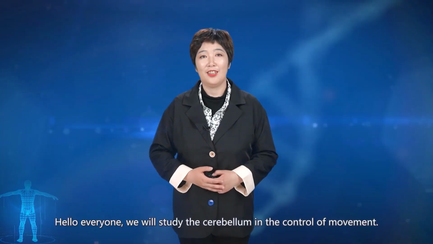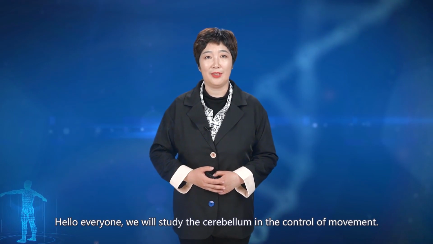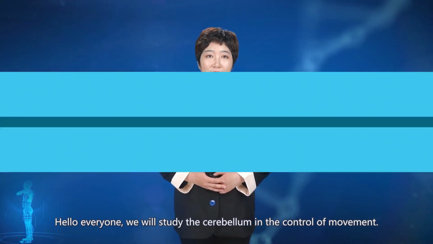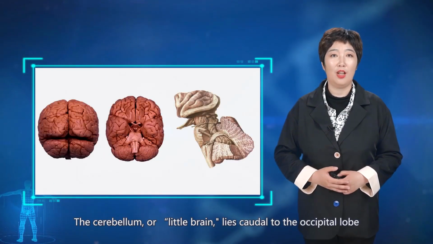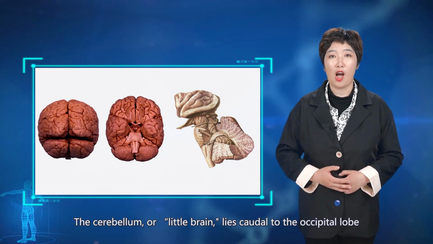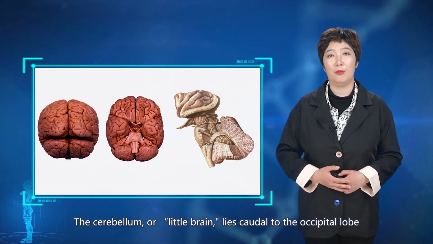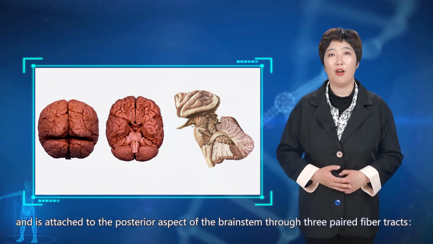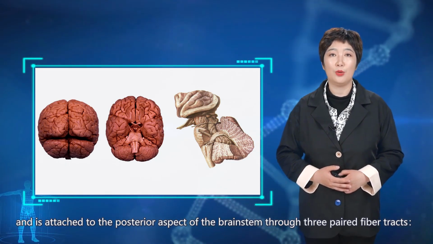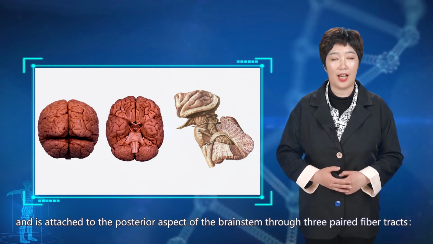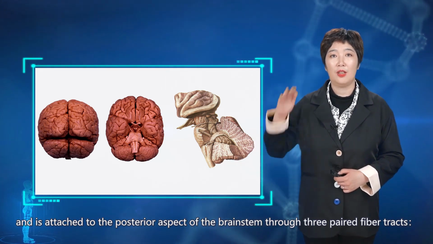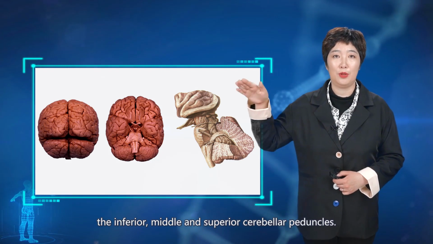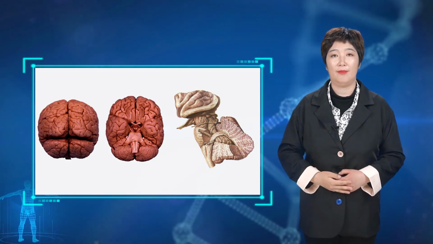Hello everyone, we will study the cerebellum in the control of movement. The cerebellum, or little brain, lies caudal to the occipital lobe and is attached to the posterior aspect of the brainstem through three paired fiber threads: the inferior, middle, and the superior cerebellar peduncles.